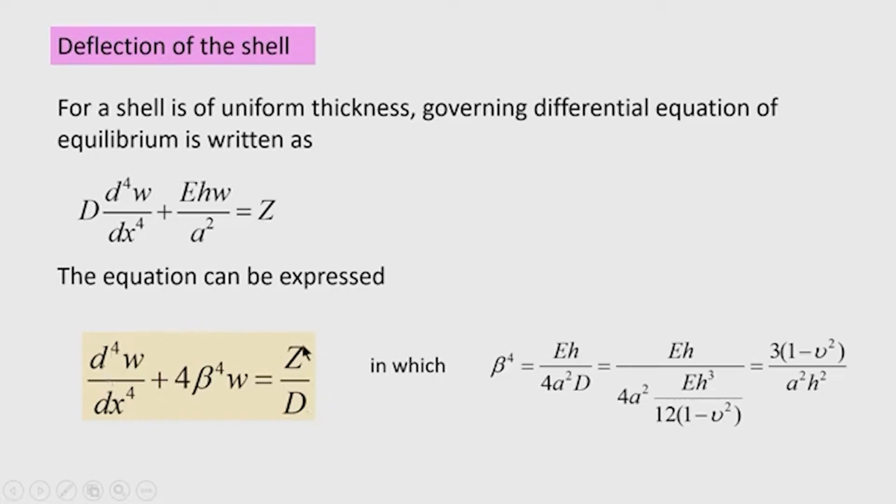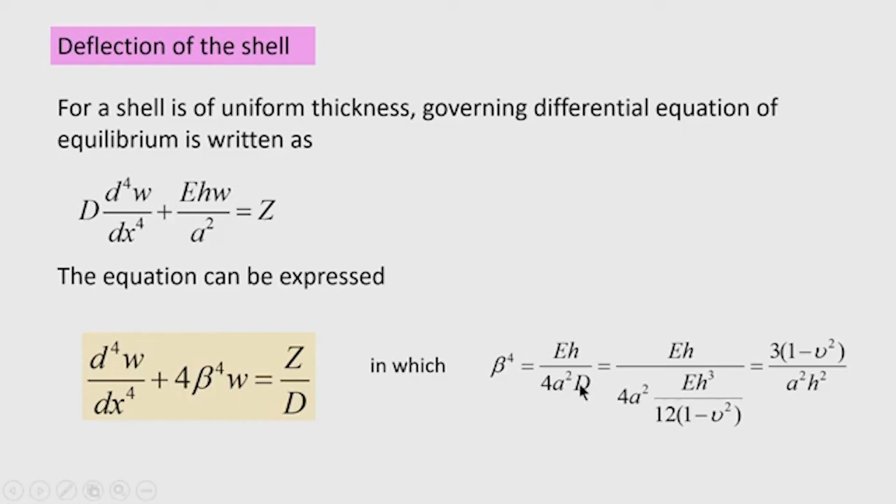So, you can see here Z is the load that is acting along the normal to the surface, and we call it a radial load, and D is the flexural rigidity of the shell, whereas beta is a characteristic parameter that contains the material properties as well as the shell dimension. The beta to the power 4 expression is given by E h divided by 4 a square D. A is the radius of the shell and D is the flexural rigidity.